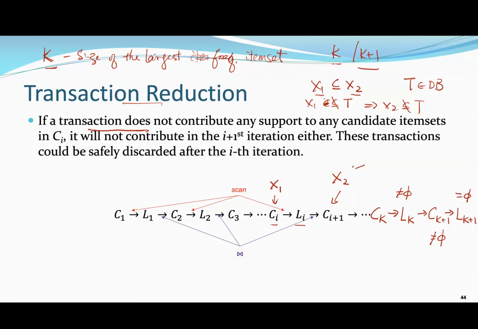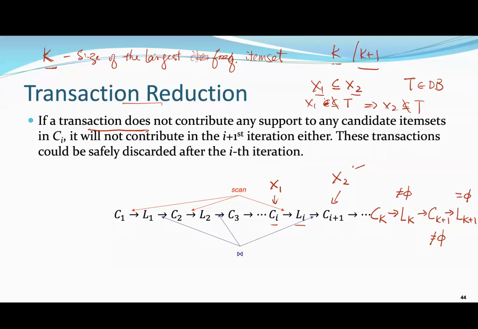In the next iteration, we don't have to worry about it because this is not going to contribute any support to any item set in Ci plus 1 either, all right? And this is what we call transaction reduction, okay? So as we move along, as we go from C1 to L1, L1 to C2, C2 to L2, etc., we can progressively remove some of the transactions from the database from consideration. We do not have to perform any subset testing that involve those transactions, all right? Because they would not be able to contribute in the next iterations. So that would save us some computational and scanning cost. So this is a very simple strategy, all right?